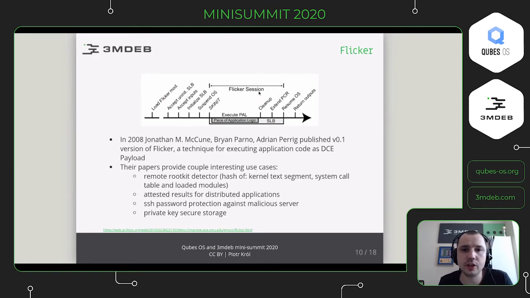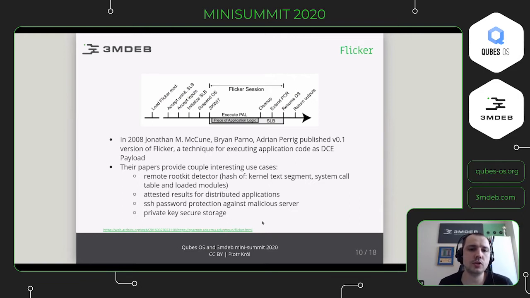We will not call it Flicker. This is definitely something different, but the theory of operation is the same. So this small application logic executes, then we clean up. There is extension of PCRs, and we resume OS execution. And what they did with that flow, what this gives. So they provide a couple of interesting use cases.